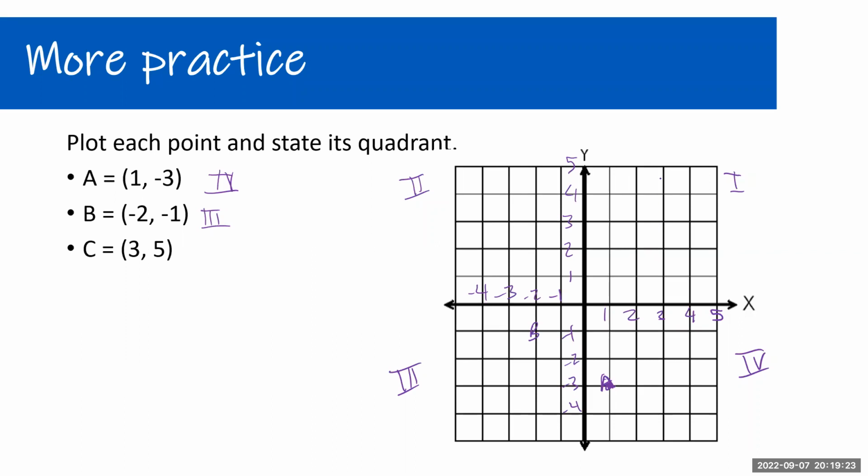(3, 5) is going to be over here, so that's going to be C, right here. And that's going to be in quadrant 1. (0, -4) is going to be point D. So it's down here. Notice that that is in none. It's between 3 and 4.